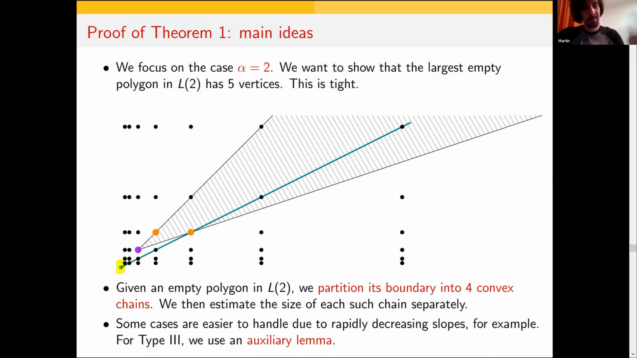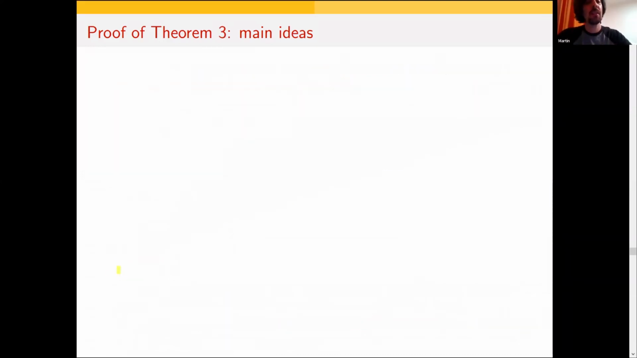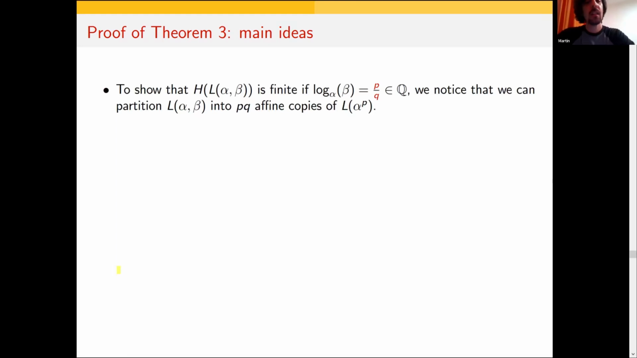So let's claim that this theorem 1, the sketch of the proof, is done. And let's go for theorem 3, which was about these non-diagonal exponential lattices. And let's show how the characterization goes, how to prove that we have finite Helly numbers if and only if this logarithm is rational. So let's start with the finite case. We want to show that this Helly number is finite if this logarithm is a rational number, say p over q. If this is the case, then we notice that we can actually partition our exponential lattice into p times q affine copies of this diagonal exponential lattice L alpha to the p.